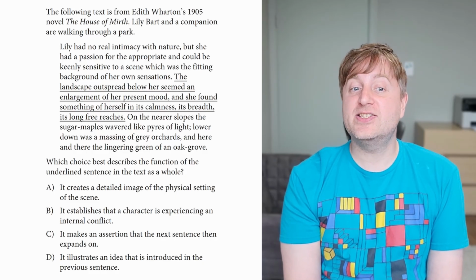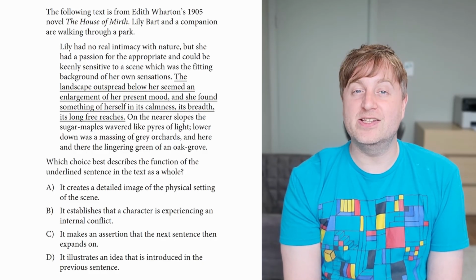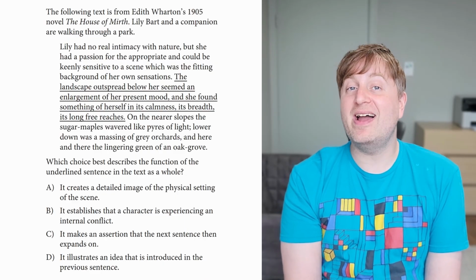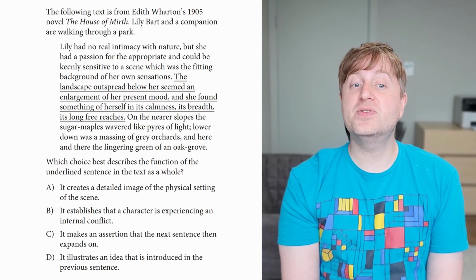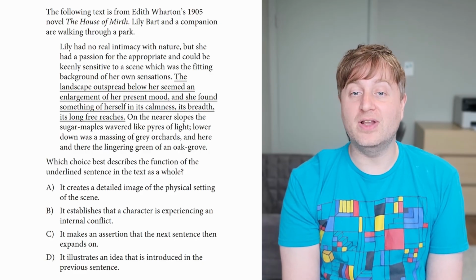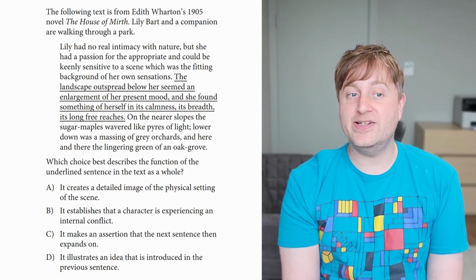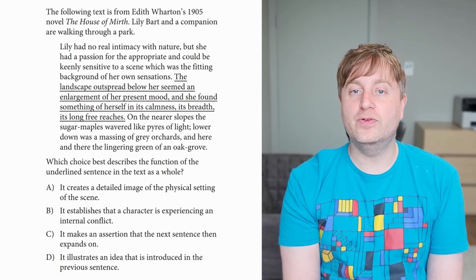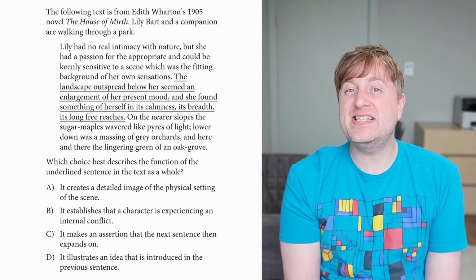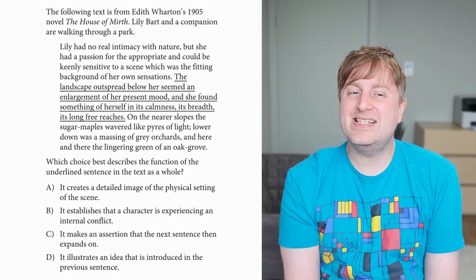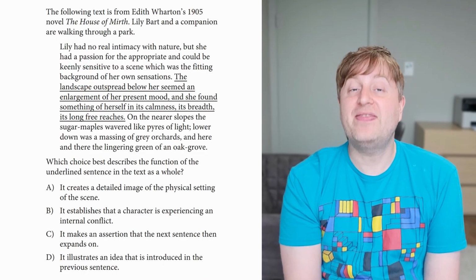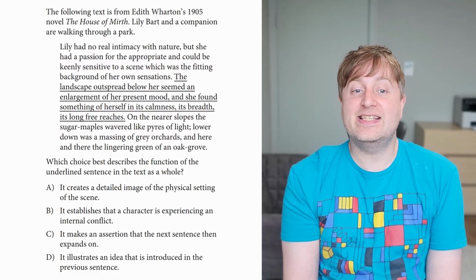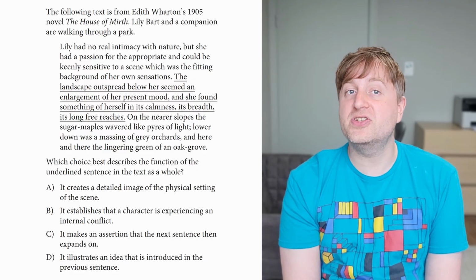C. It makes an assertion that the next sentence then expands on. Now this one may be a bit harder because we haven't read the next sentence, so let's try that right now. On the nearer slopes the sugar maples wavered like pyres of light. Lower down was a massing of gray orchards, and here and there the lingering green of an oak grove. So that next sentence seems to be providing a physical description of the setting, but it's not really expanding on the assertion that the setting is an extension of Lily's mood. So I'd be hesitant to pick this as an answer, at least until I'm sure there's nothing better.